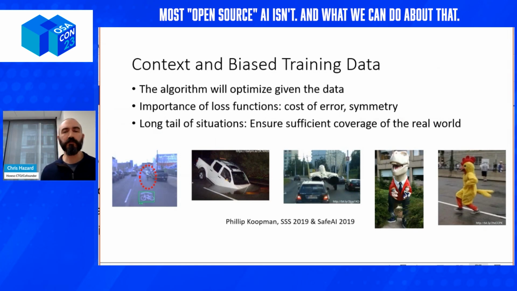Also, what data was used to train the system? The algorithm's optimized for the data. What is your loss function? What if you give someone medication, and you want to give them as much as you can without going over a threshold, because then you have very adverse consequences. But if you don't give them enough, then you're not treating the problem. Things can have asymmetric loss functions or a long tail of situations in the data.